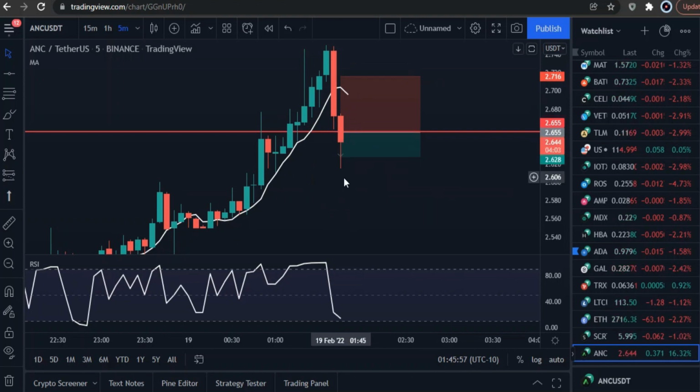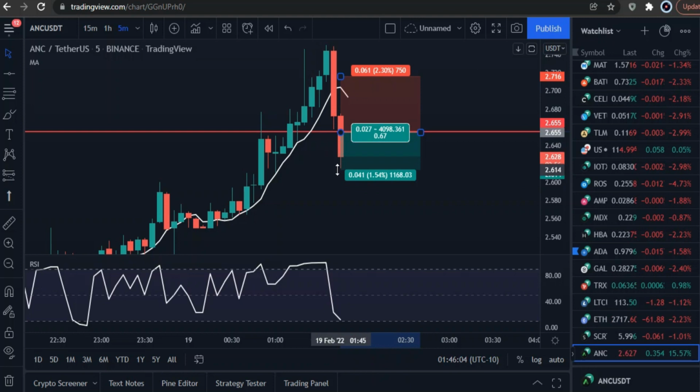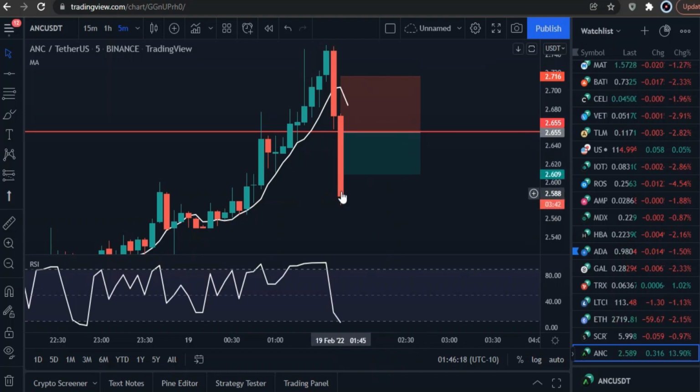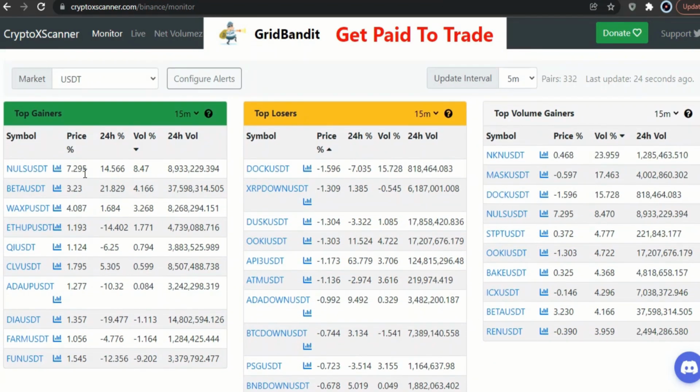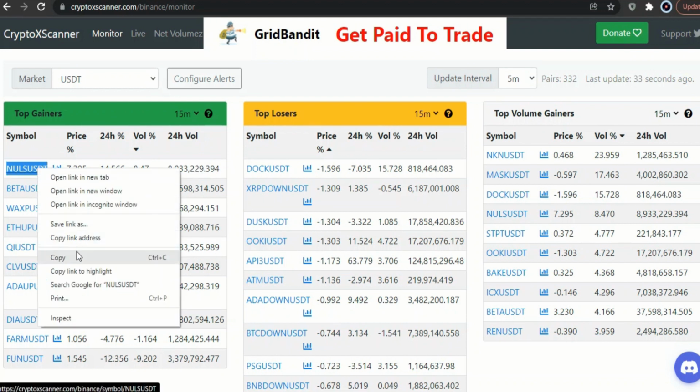And the first target achieved. And as we said, you can set the second and third target according to the wicks of the previous candles. Well, let's look for another opportunity. High volume and a noticeable increase in price, and this is what we are looking for, so let's copy it and open it in TradingView.